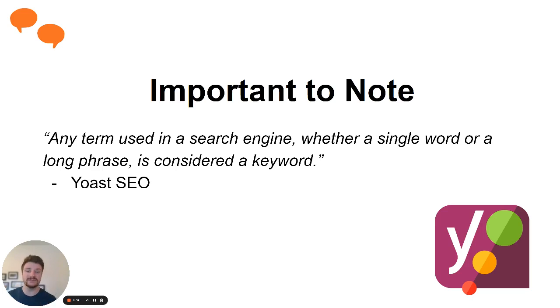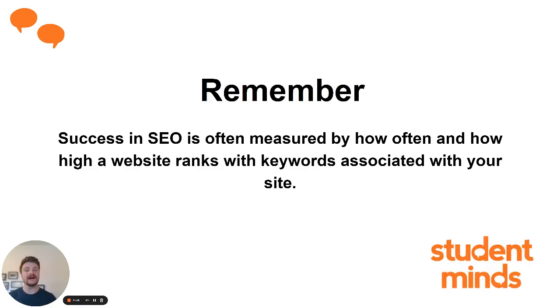In the context of Student Minds, we want to be using keywords that are associated with the content or that are relevant to the website. Student Minds may want to use keywords that are related to student mental health, support at university, all of these things. If you remember back to our first SEO workshop, success in SEO is often measured by how often and how high your website ranks with keywords associated with your site. Keywords in their simplest sense are words or phrases people would search into Google that appear and are present in our content. Sounds easy, right?